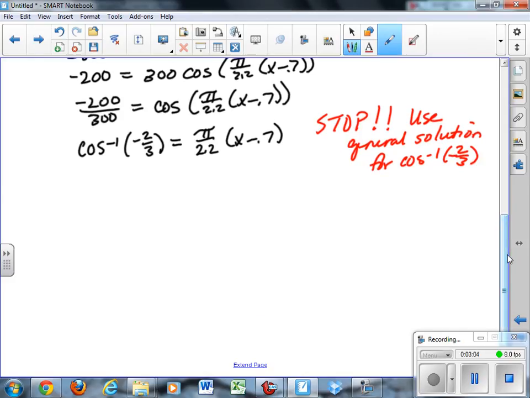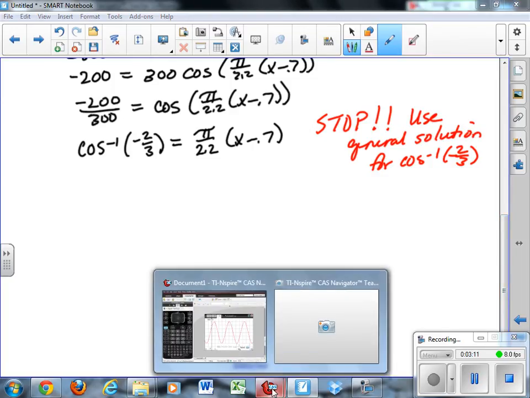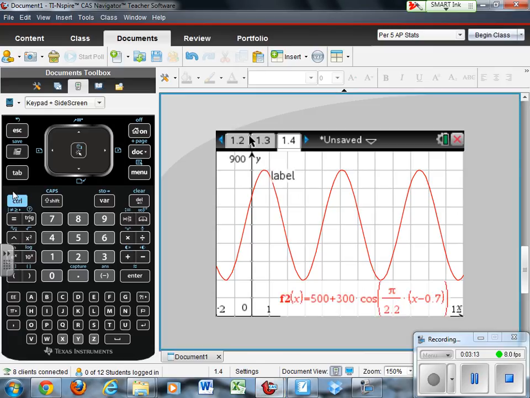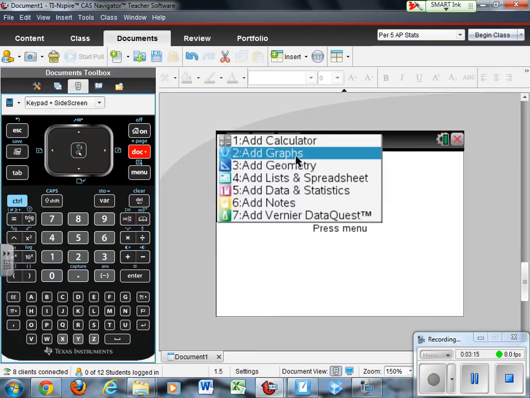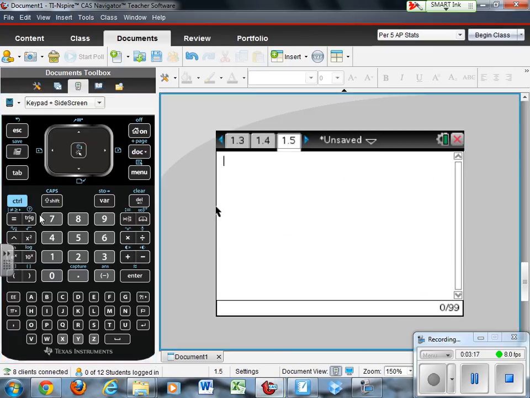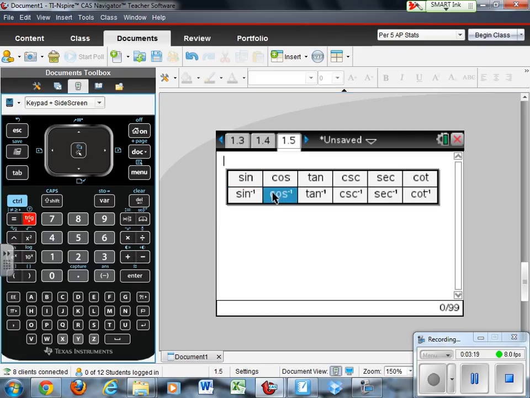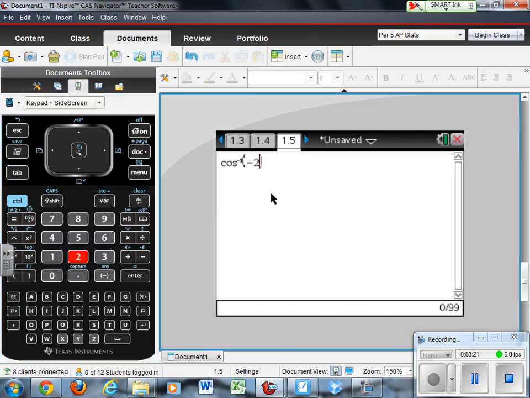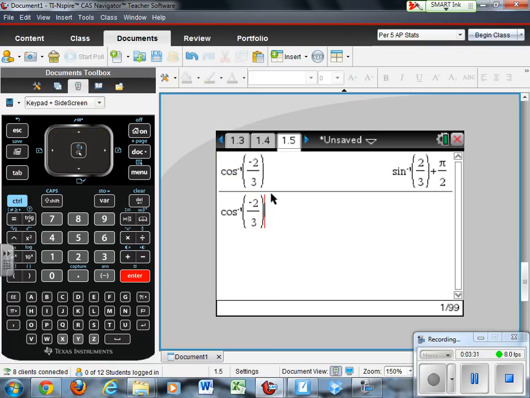On my calculator, I'm going to do inverse cosine of negative 2/3. It is not a special angle, so I can't get an exact value like I did with pi over 3 in that previous video. So on my calculator, I'm going to do trig inverse cosine, negative 2/3. Okay, and that gives me an unhelpful answer. So I'm going to go up and do this again, only this time I'm going to do Control Enter so I can get a decimal value.